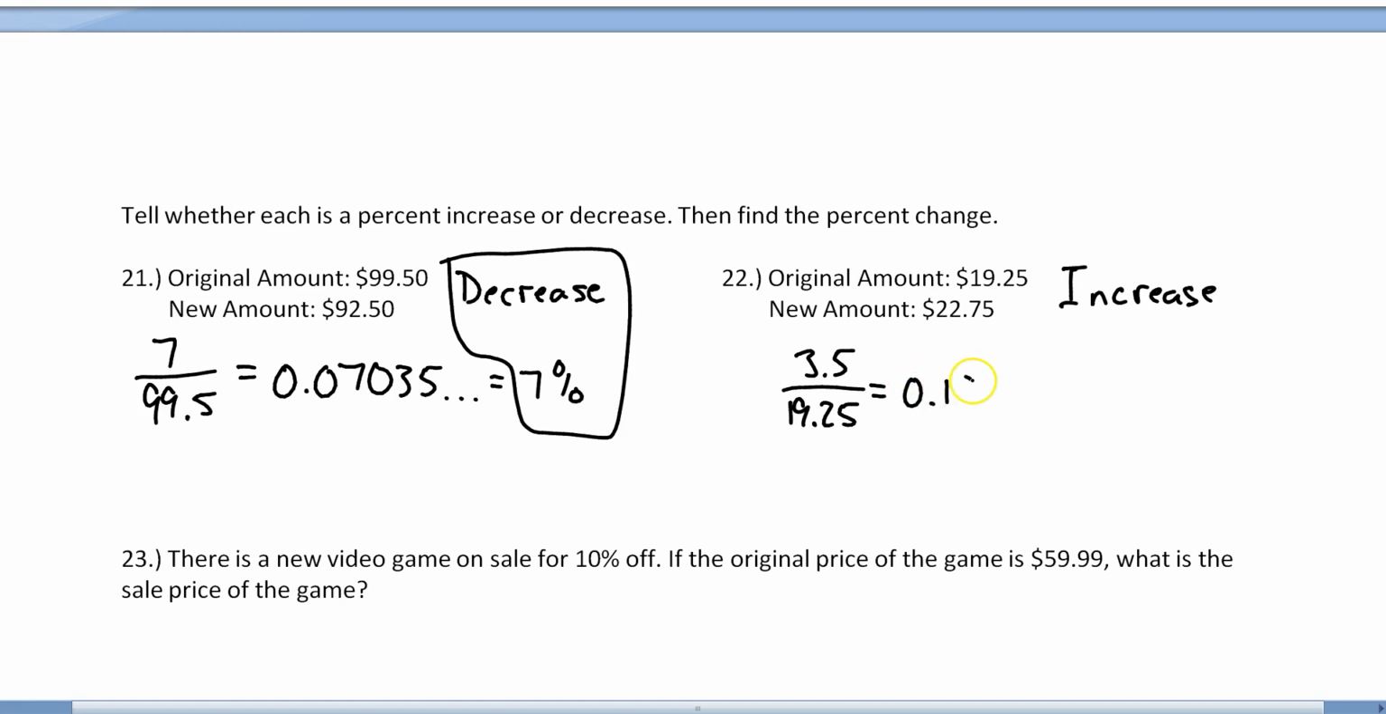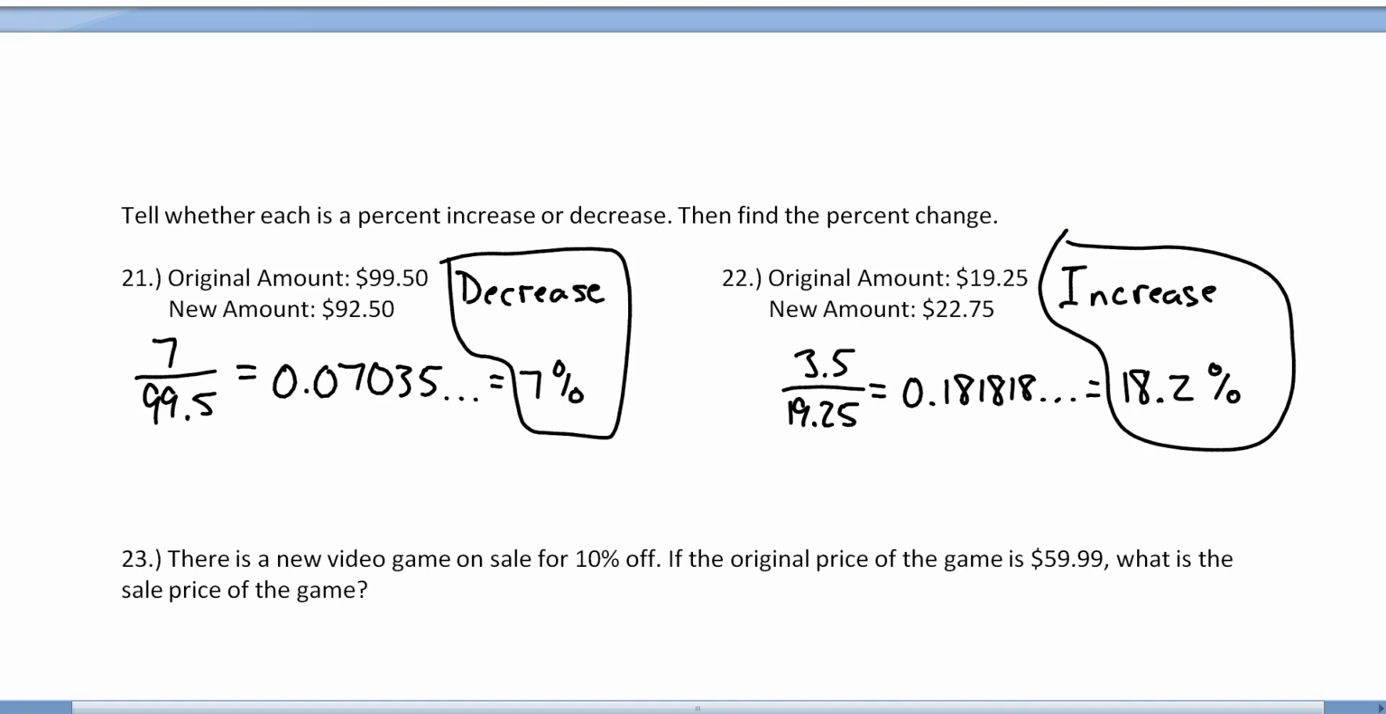I get 0.181818, and that's just a repeating decimal. And then I just convert it to a percentage. I multiply by 100, or I move the decimal 2 places. So I get 18 point, we'll just round it to 18.2% for right now. Okay?